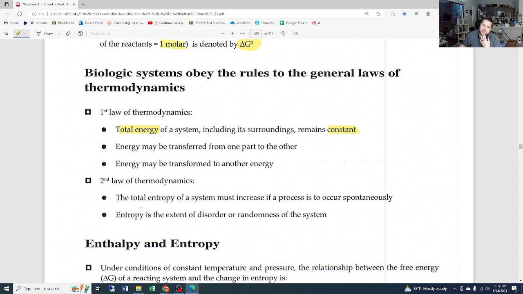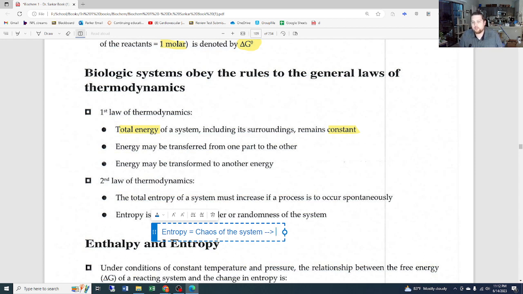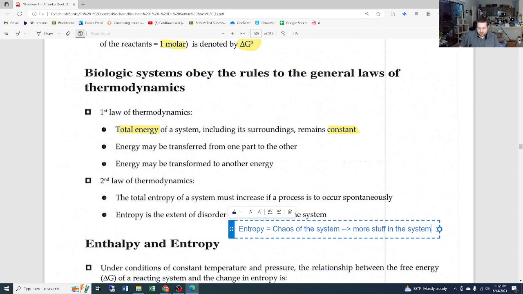The second law of thermodynamics is the total entropy of a system must increase if a process is to occur spontaneously, and entropy is the extent of disorder or randomness of the system. I like to think of entropy as the chaos of the system. Okay, the way that entropy is going to increase is if you have more stuff in the system, more individual things. So for example, let's take sodium chloride, right?